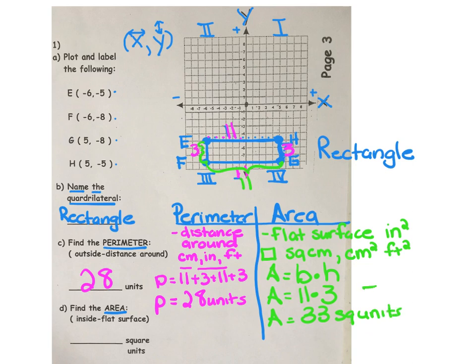And remember, a square unit looks like this. You could actually go inside this rectangle and count the amount of square units inside. You're going to get 11 units for each row, and of course we have 3 rows, making our area 33 square units. This concludes page 3 of your packet.